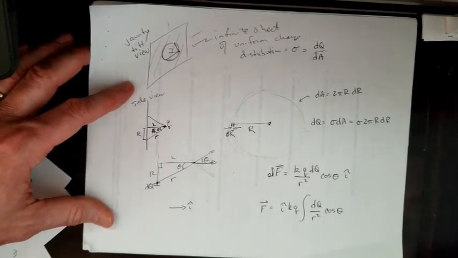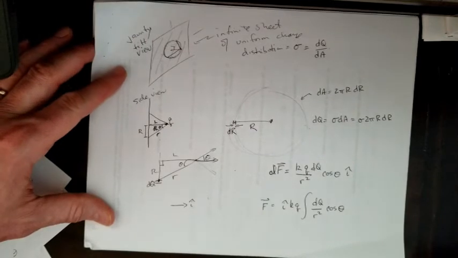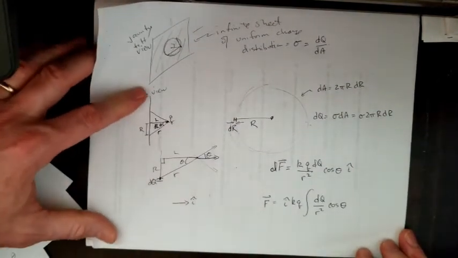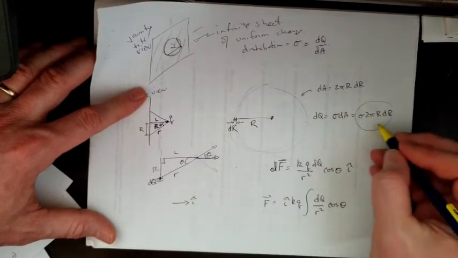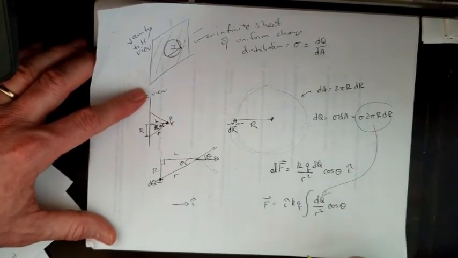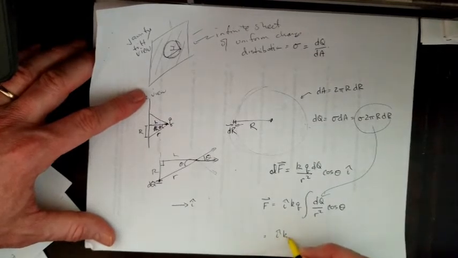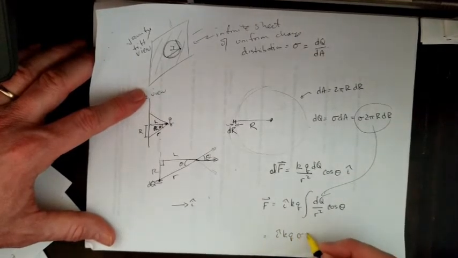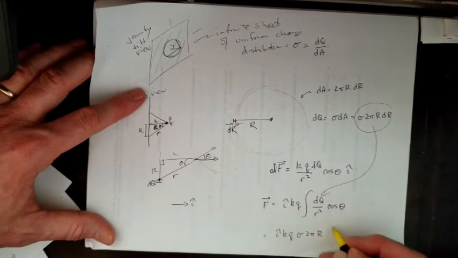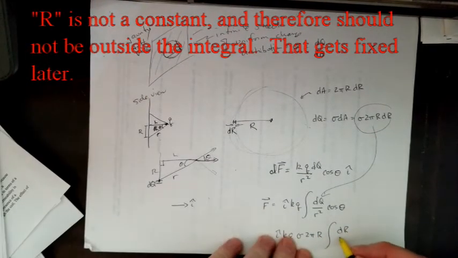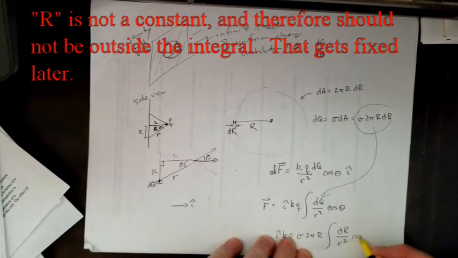This looks very similar to what we've done before, and as a matter of fact, it is very similar to what we've done before. We will definitely get a different result though. dq is equal to that. So this is i hat k q sigma 2 pi big R dr over little r squared cosine theta.